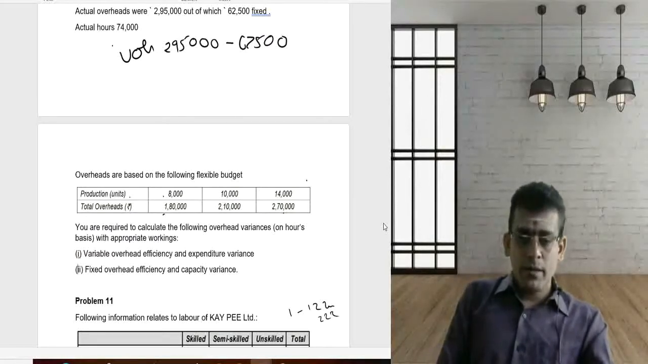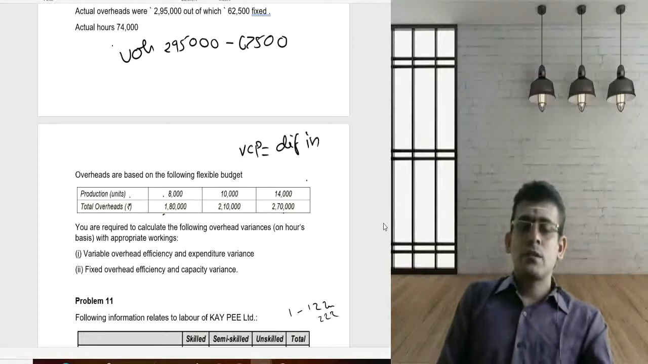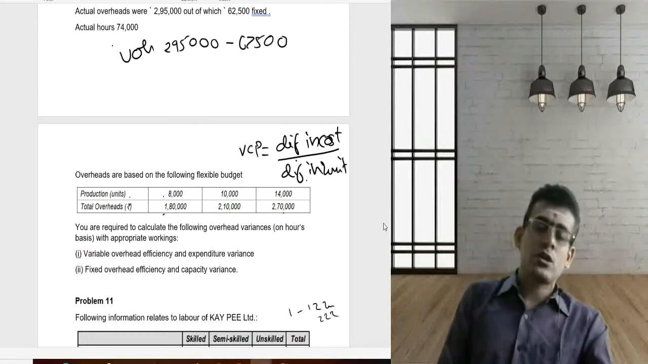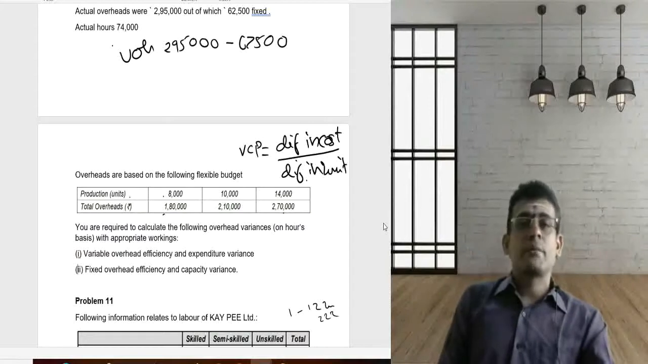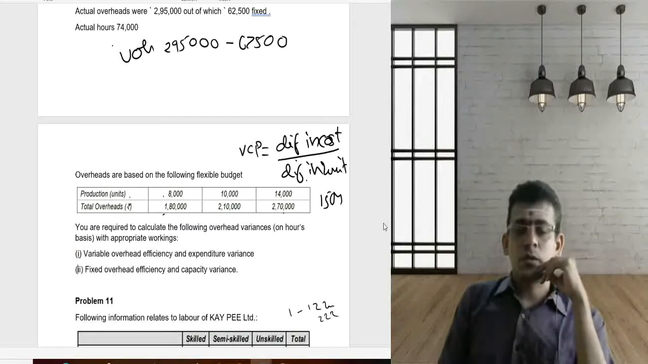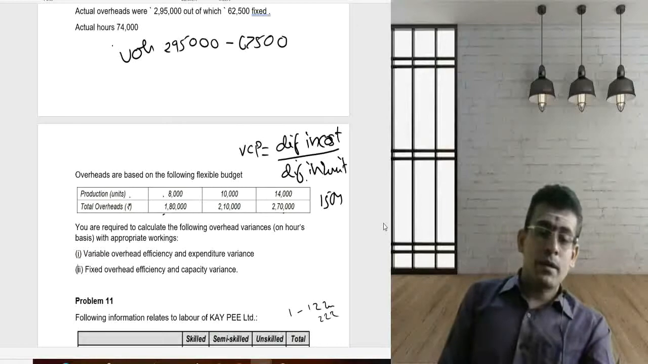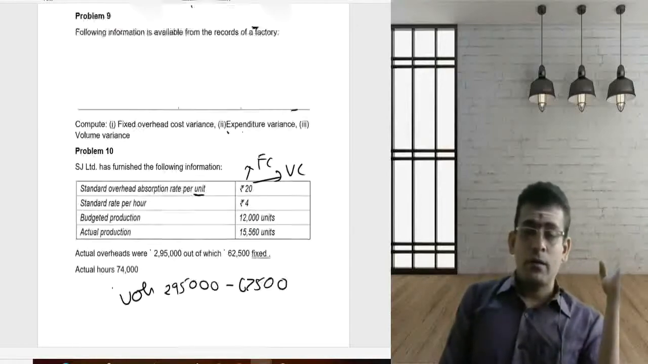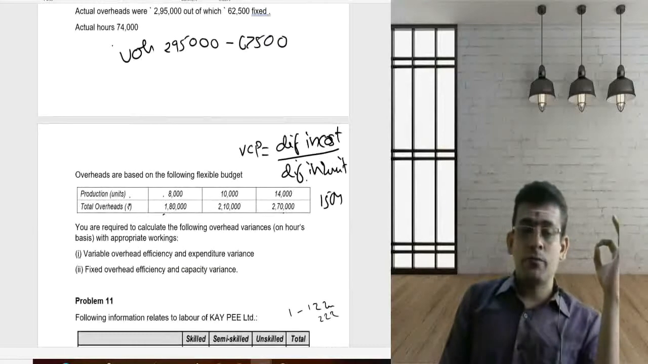So what am I applying here? Variable cost per unit is nothing but difference in cost divided by difference in units. If I divide the difference in cost with the difference in units, I will get my variable cost per unit. So here the variable cost per unit is what? 15 rupees, because 2,70,000 minus 1,80,000 divided by 14,000 minus 8,000 gives 15 rupees per unit.